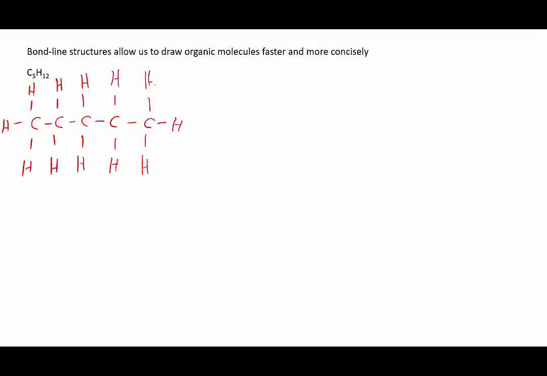We can draw a bond line structure. For that, basically we're going to have a zigzag pattern. I'll draw the structure for C5H12 and then I'll explain it. Okay, that's it. How does this work? Each end of a line or each vertex will count as a carbon atom. So we have 1, 2, 3, 4, 5 carbons. I'll go ahead and number them.